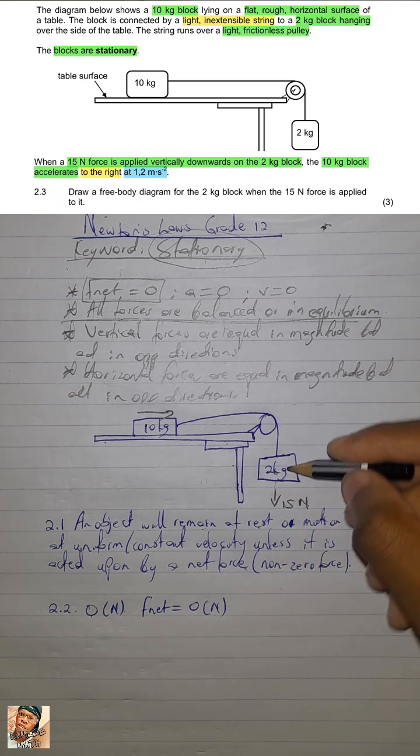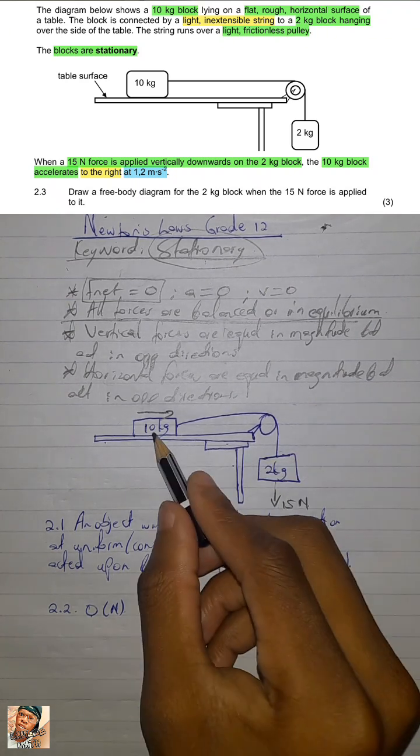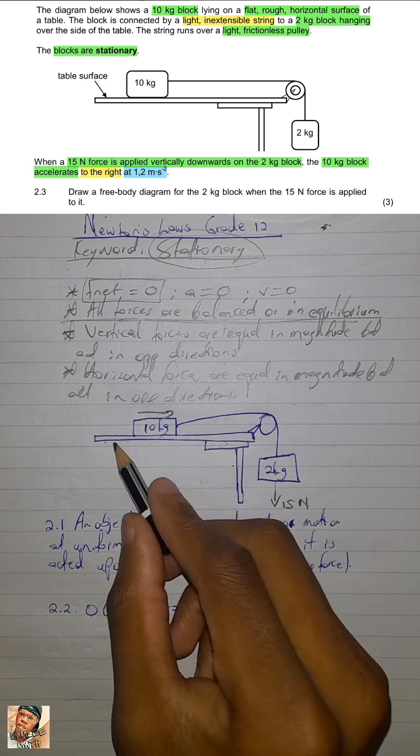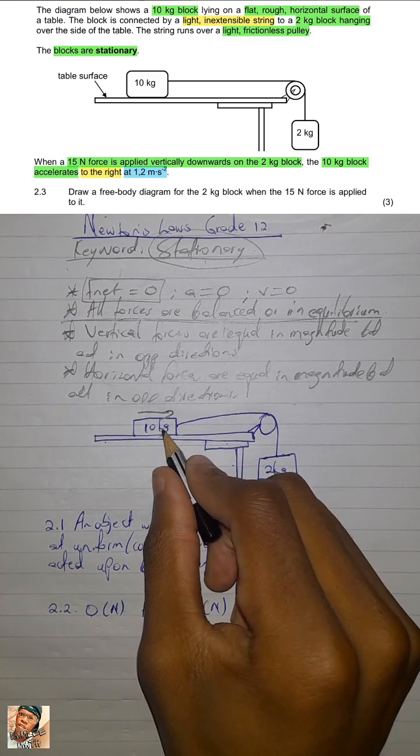So it means the 2 kg block is going to accelerate in the direction of the net force, which is down. So it's going to accelerate down. But that is also going to cause the 10 kg block to accelerate to the right. So that's what they're saying. But they've also given us the acceleration with which the 10 kg block is going to move to the right.